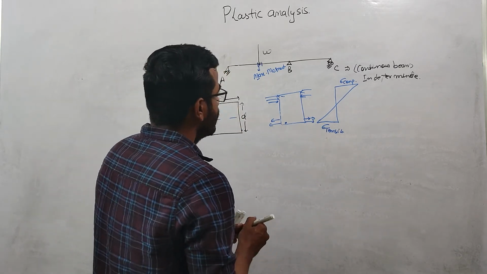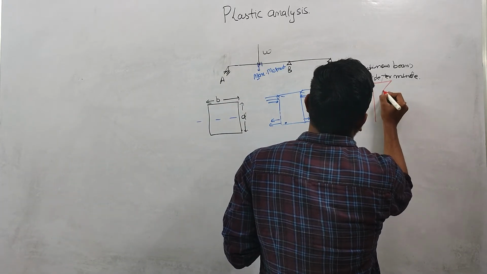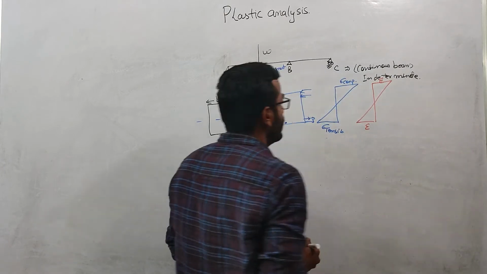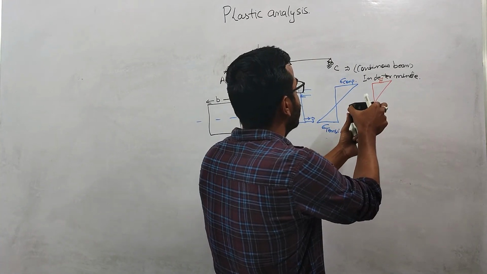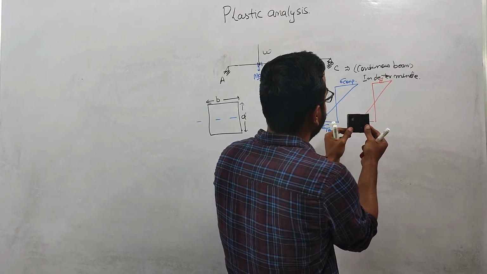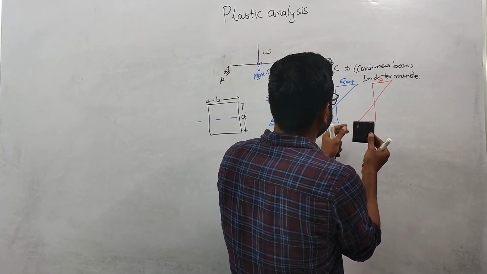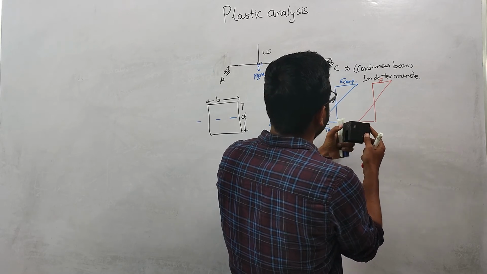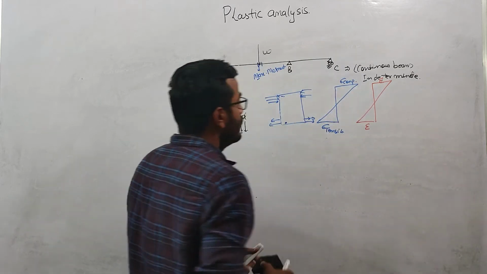Now, what happened to the strain diagram? The strain diagram will look like this. There will be some strains, epsilon. Similarly, if this is the cross section, this upper fiber will be in compression and this fiber will be in tension, right? You can see that at this level of the cross section, this fiber is in compression and this is in tension, right?